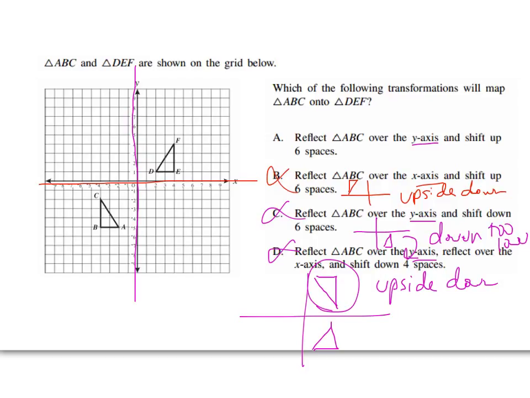So if we reflect it over the y-axis, it would be 2 spaces away on the other side. That's what it would look like if I reflect it over. Then I need to move it up 6 spaces, so let's check that out. So 1, 2, 3, 4, 5, 6. And it does end up in the right spot. So letter A is our answer.